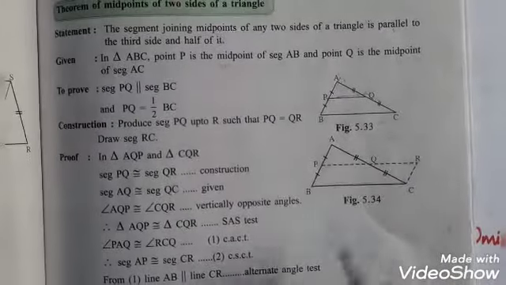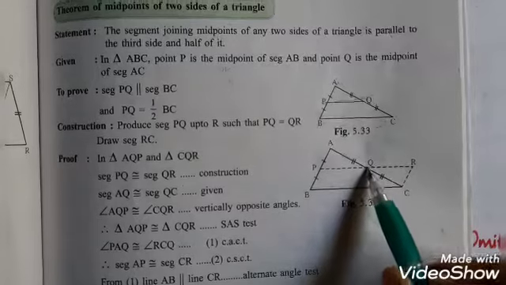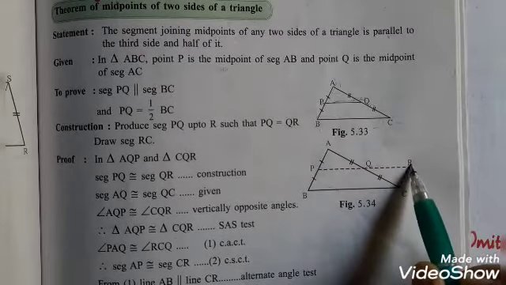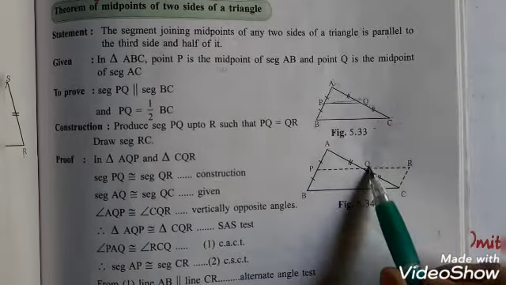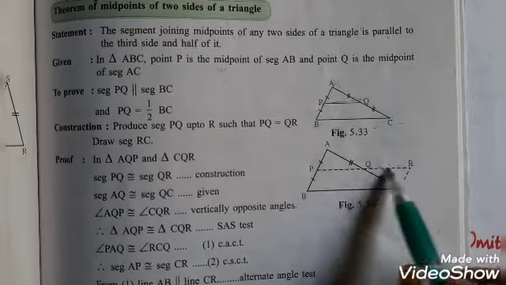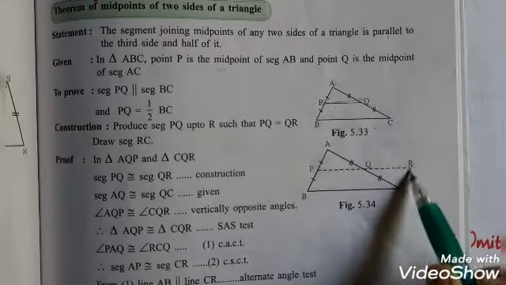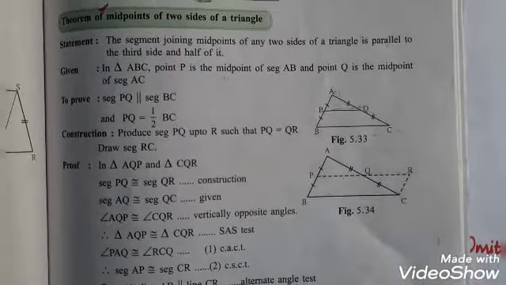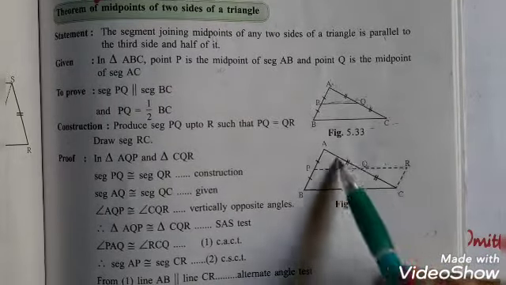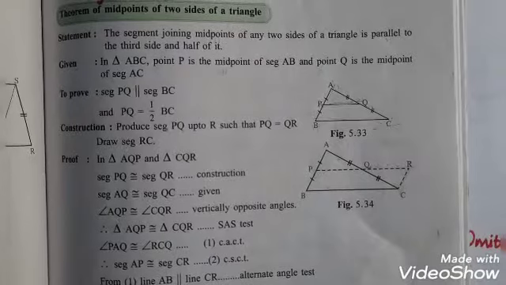Let's do a construction part. Now we can see we have extended PQ up to point R such that PQ and QR are equal. So I have extended this line over here and I have joined RC. Now I get triangle APQ and triangle CQR. These two triangles are formed by construction.